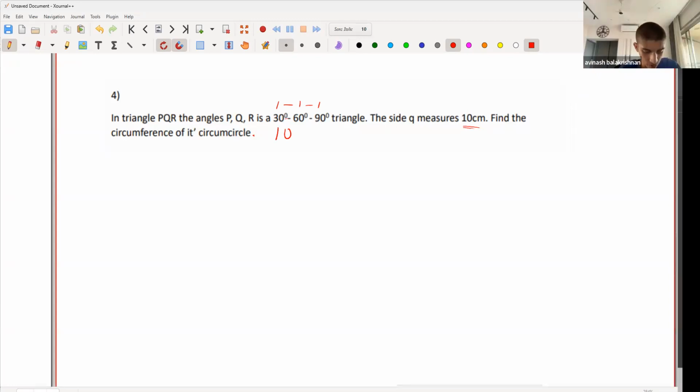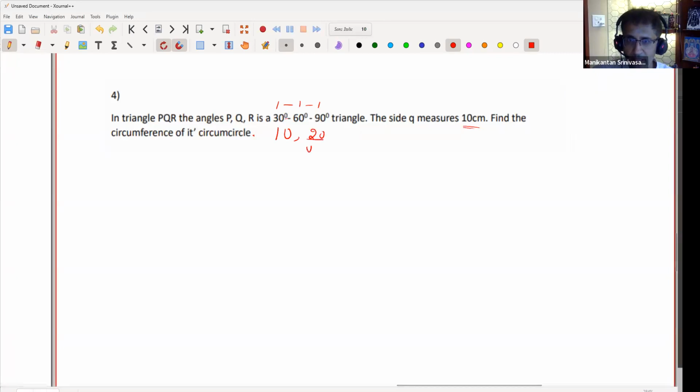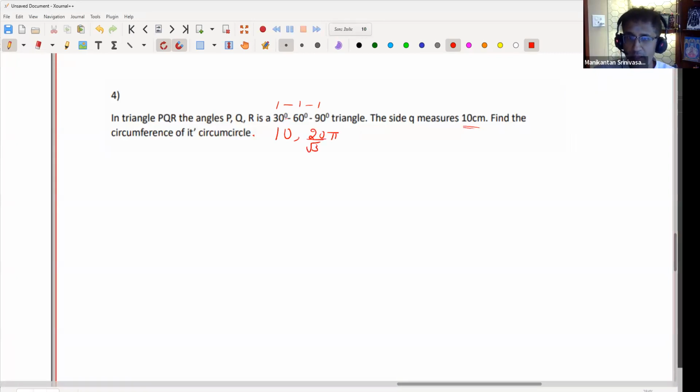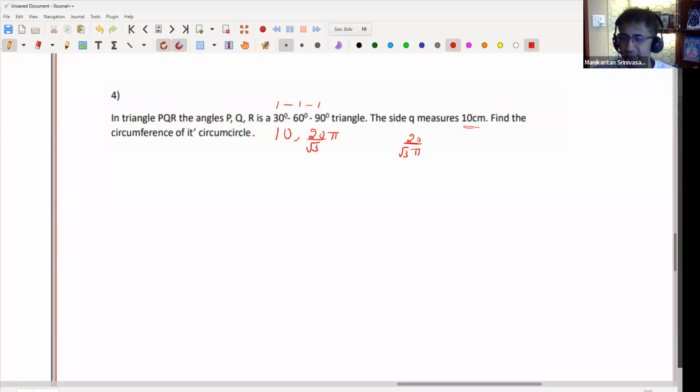I got 20 upon root 3 pi. Okay, 20 pi upon root 3, like this, right? So whenever you call out, call the numerator fully: 20 pi upon root 3. That way, when you're dictating, someone cannot write it wrongly. You said 20 by root 3 pi, so someone could write it like that. So in general, have the habit of calling all the numerator together, 20 pi upon root 3.